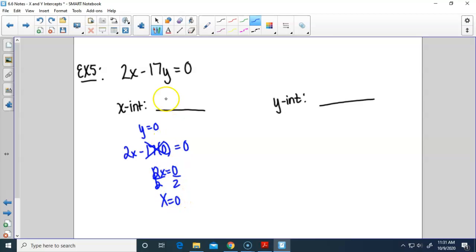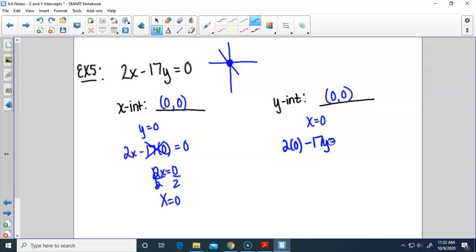So 0 is an answer. It's okay. It's not no solution. That means you have an x-intercept at (0, 0). Now, if you think about this, where is (0, 0) at? It's right here on the graph. So if you have an x-intercept at (0, 0), your y-intercept has to also be at (0, 0). So you could go ahead and put your answer here, or you could work out the problem. You could let x equal 0, so 2 times 0 minus 17y equals 0. This will go away. Negative 17y will equal 0. Divide by negative 17. And if you do it that way, you also get y equals 0.